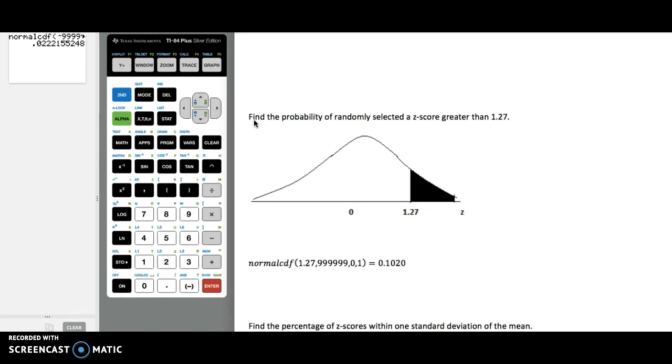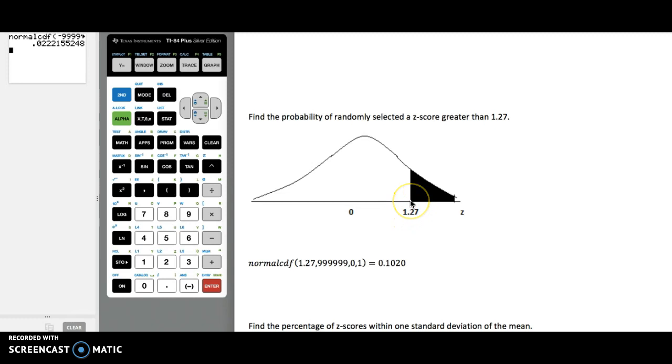So once again, I recommend always drawing your normal distribution graph and using that graph and that shaded region to help you find your probability. So 1.27 is a positive number, so that's going to go on the right side of the graph. Because it's positive, that means it's above 0, which is the mean. That is always located at the center of the graph. So 1.27 is going to be somewhere over here.